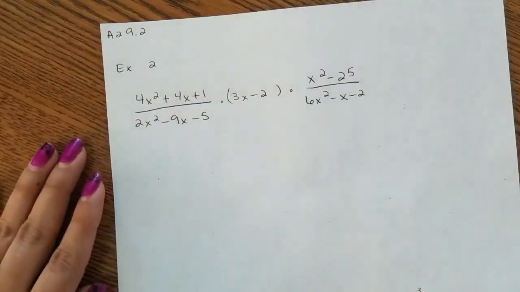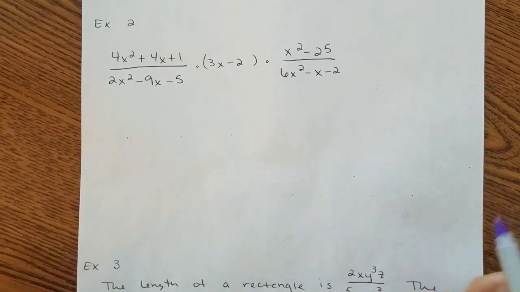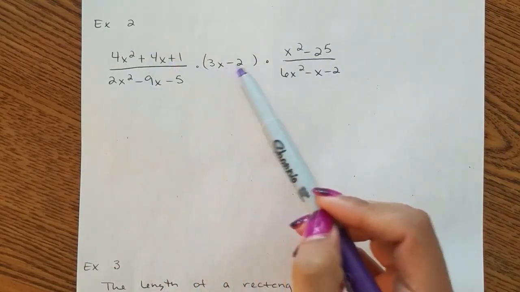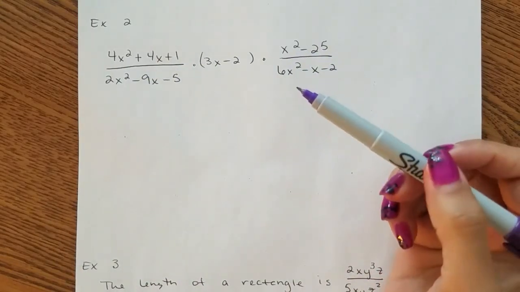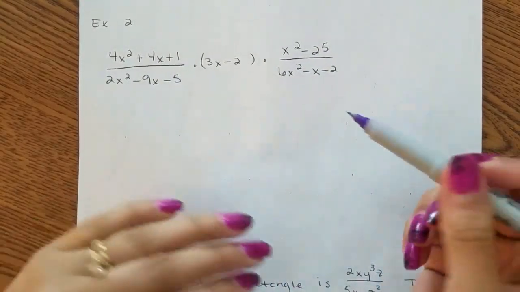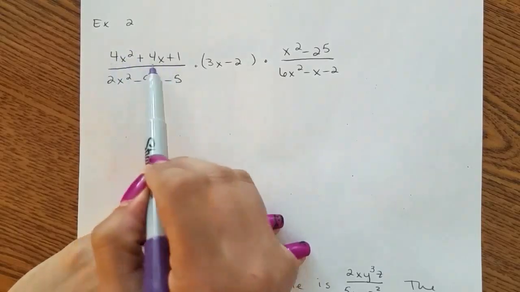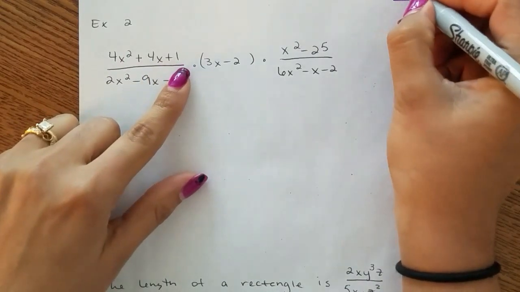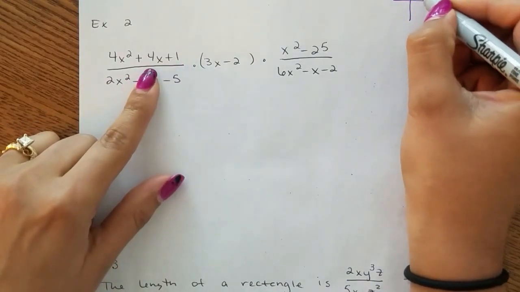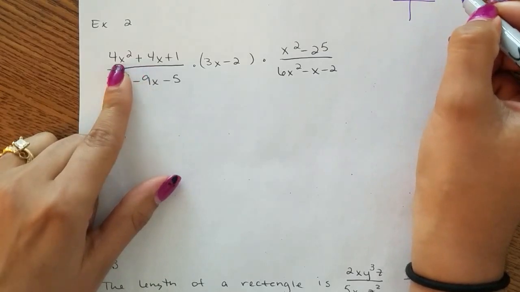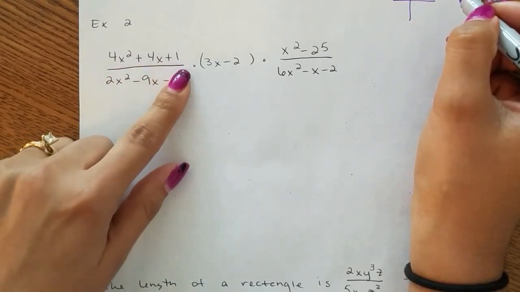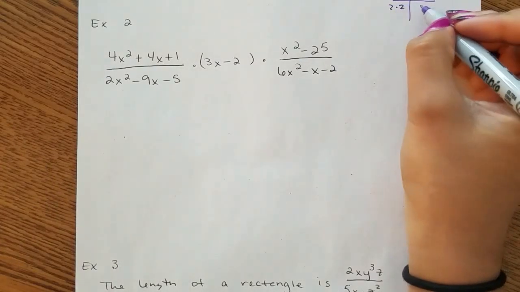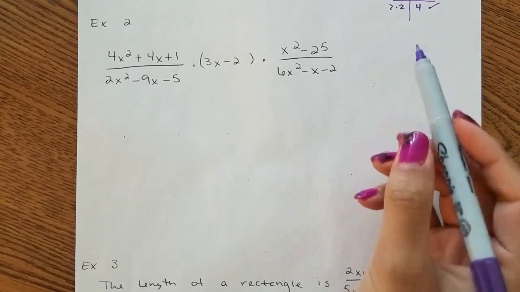I have 2 more examples for you. This one's kind of messy, right? You have 3 different terms that we're multiplying, this one, and this one. So you want to make sure that you factor them completely. Here there's no GCF, so we're going to do our table. 4 times 1 is 4. Remember, A times C, that's sum to B. So what are the factors of 4 that sum to 4? 2 times 2? It took a while, okay.